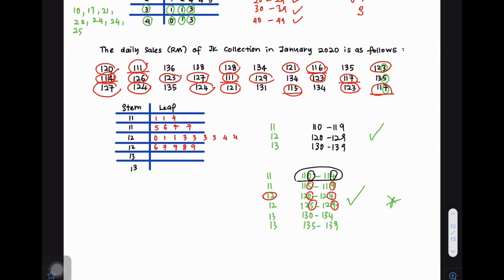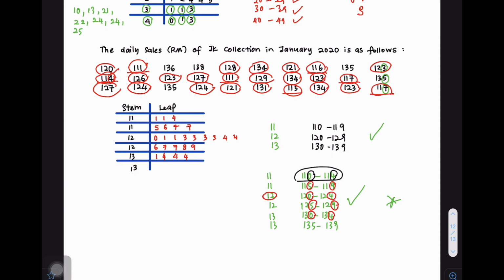Okay, so next is 13. So daripada nombor 0 ke 4 di belakang 13. So let's see, do we have 130? We don't have 130. Do we have 131? We have one here. So 131. Do we have any 132? There's no 132, 133 pun tak ada. And we have 134. 134 1, 134 2, dan 134 3.